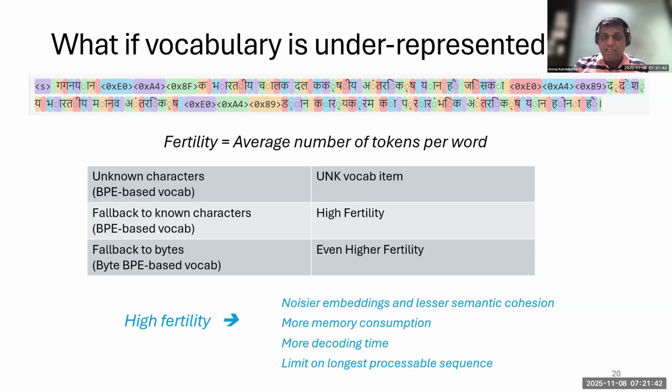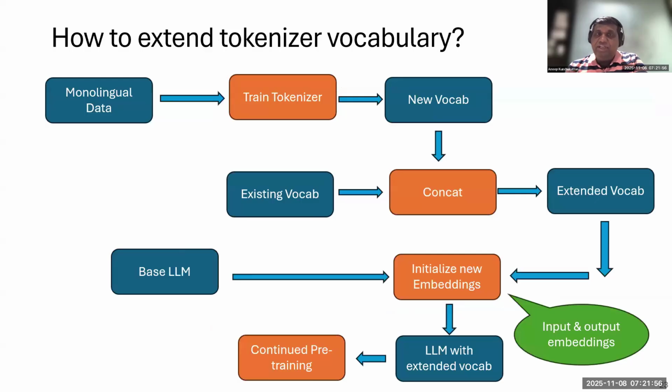Now, all language models have some limit on the maximum context length, and you can pack in limited information in the maximum context length if the fertility is very high. So we need to address this high fertility issue in order to make our tokenizers efficient and be able to represent the languages effectively. So how do we do that?